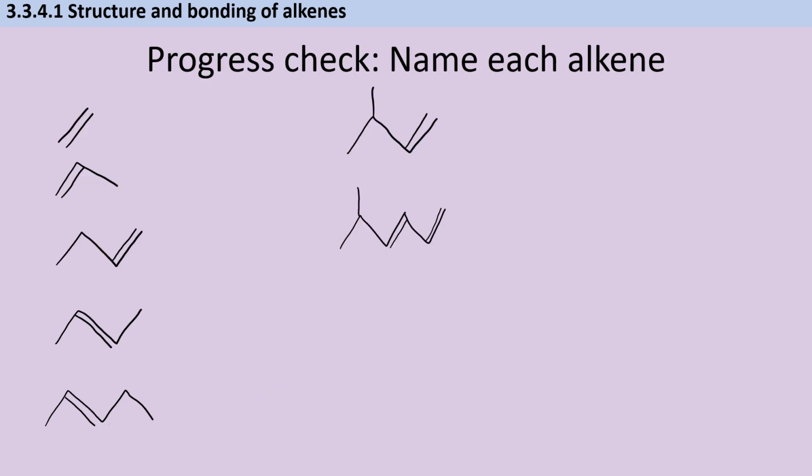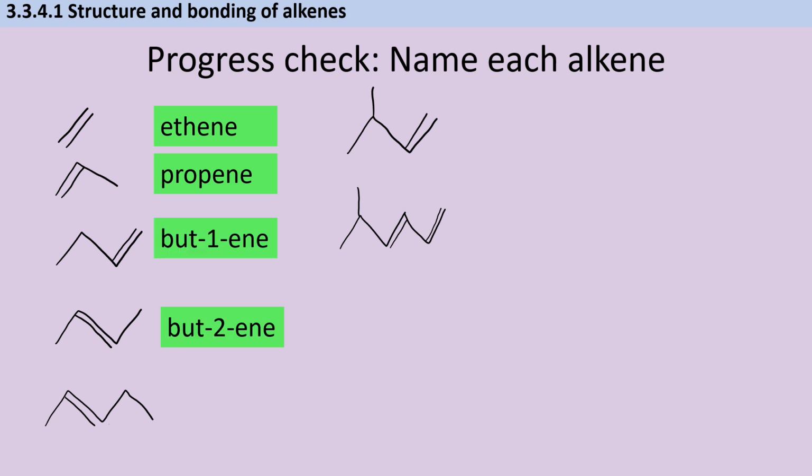Pause the video and write down what you think the name of each of these alkenes is. Firstly we have ethene, and it doesn't have any numbers in there because there's only one place that the carbon-carbon double bond can be in an alkene that only has 2 carbons. Likewise, our next molecule is just propene. It doesn't have any numbers. But then we move on to but-1-ene and but-2-ene, and then we have pent-2-ene.